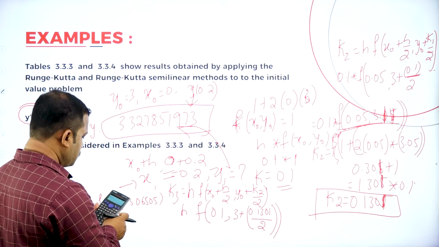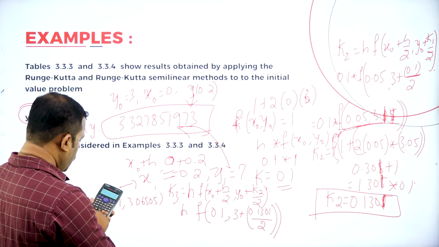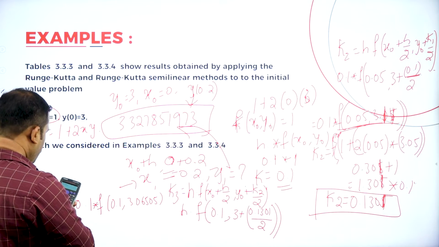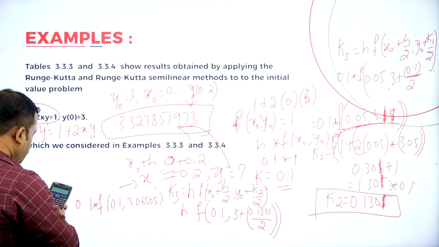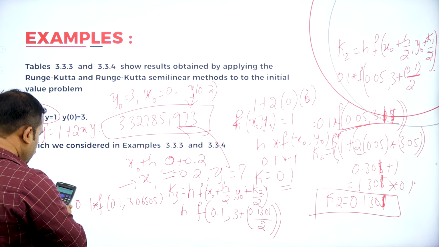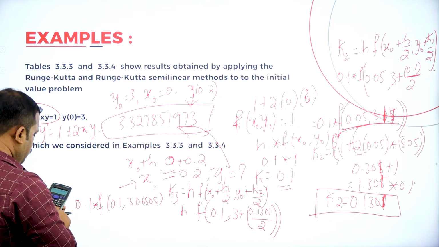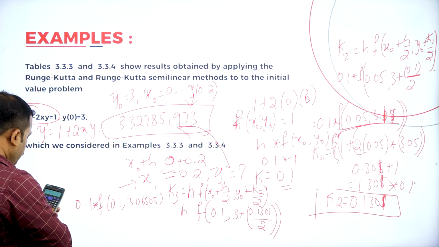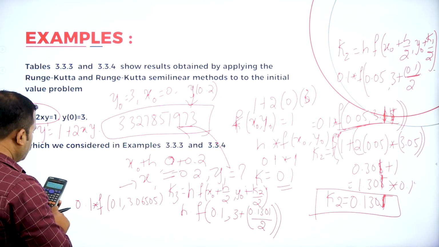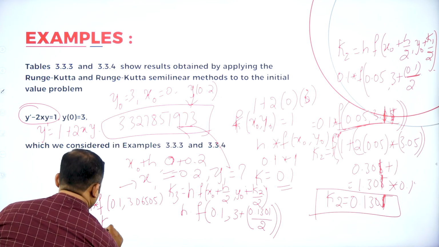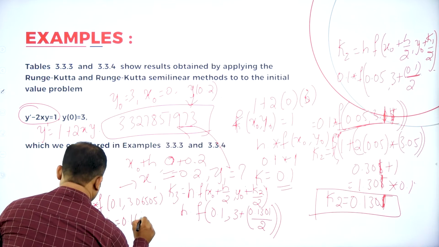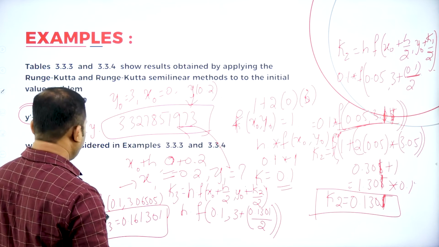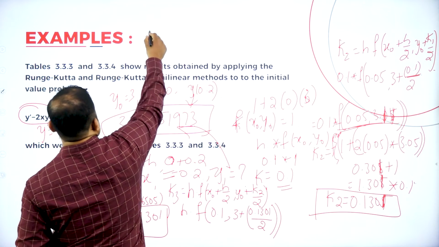That is, if I substitute this into that equation, 1 plus 2 times 0.1 into 3.06505 is equal to what? 1.61301. That must be multiplied with 0.1 to get the value of K3 is equal to 0.161301. This is the value of K3. Then we have K4. We have to find out the value of K4.